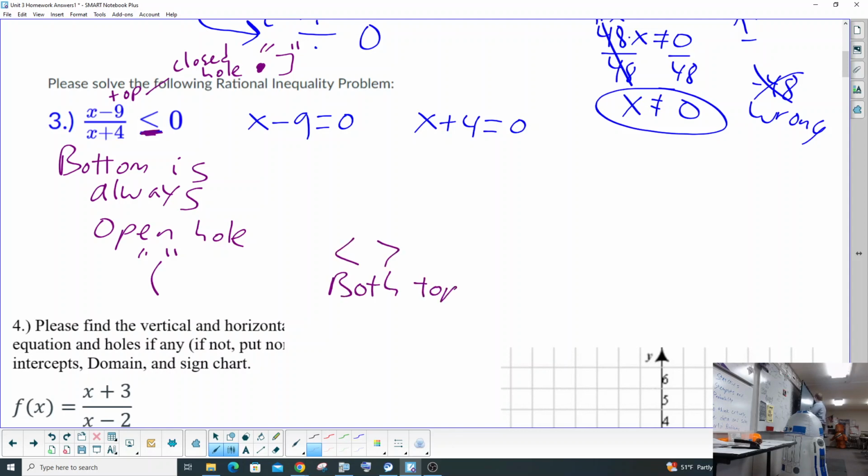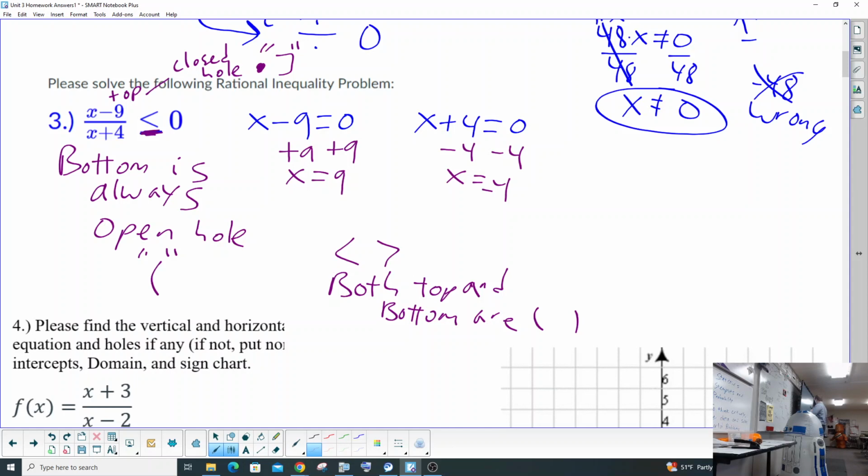Then both top and bottom are parentheses. It's only a bracket if there's an equal to. So now we're going to go ahead and add 9 to the other side, and we get x equals 9. And then we're going to minus 4 to the other side, and we get x equals negative 4.